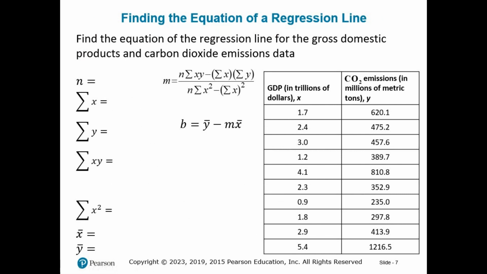So if it asks us to find the equation of the regression line for the gross domestic products and carbon dioxide emissions data from a previous problem, we just need to find the pieces of those component formulas and then plug them into the formulas. So here is the data from that problem, and here are the pieces we need for those component formulas. Let's use our calculator to find each one.